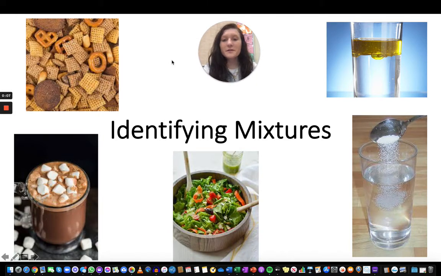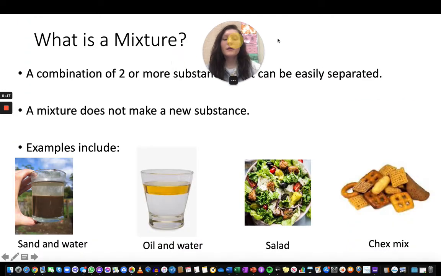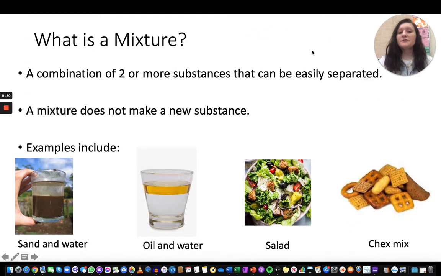So this week for science, our first lesson is going to be on identifying what a mixture is. All right, so first off, we need to know what is a mixture. So a mixture is a combination of two or more substances that can be easily separated. So with a mixture, it does not make a new substance.